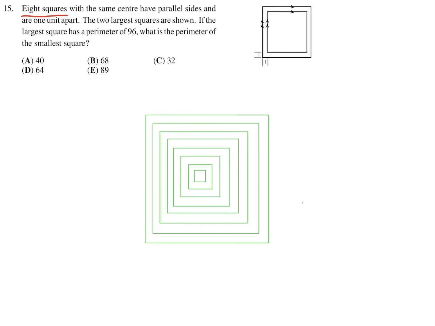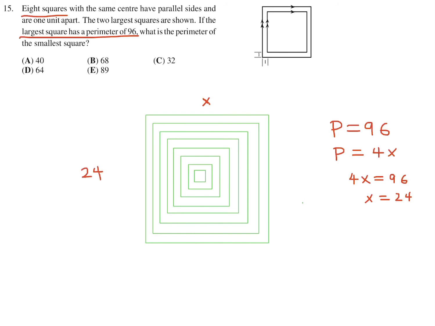The largest square has a perimeter of 96. Okay, so the whole perimeter is 96 for the largest square. Perimeter of a square essentially is 4 times the side. So if the side is x, the perimeter would be 4 times that. So 4x is 96, and therefore x is equal to 24. So this large square will have a side of 24.